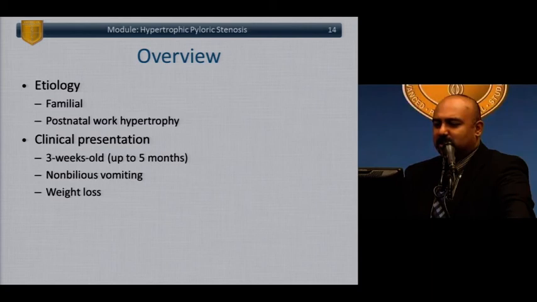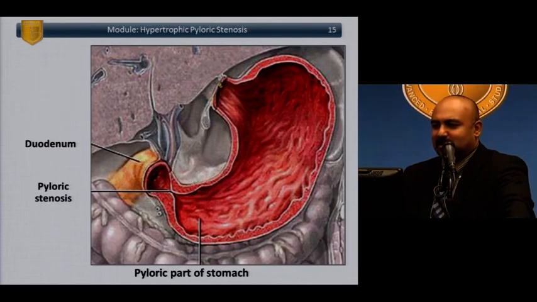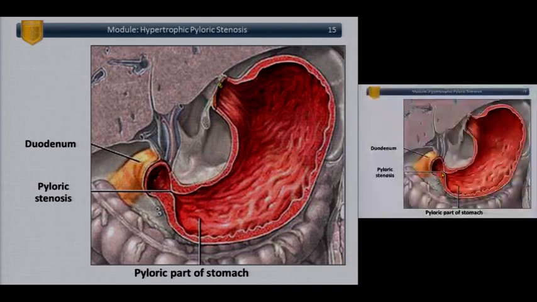This is rare to see now, because the minute anybody comes into the ER nowadays, there's some sort of diagnostic test they do for everyone, so no one gets a misdiagnosis on this. The pylorus, you can see here. This is the pylorus, and this is the hypertrophy of the muscle. So basically you're dealing with a gastric outlet obstruction.